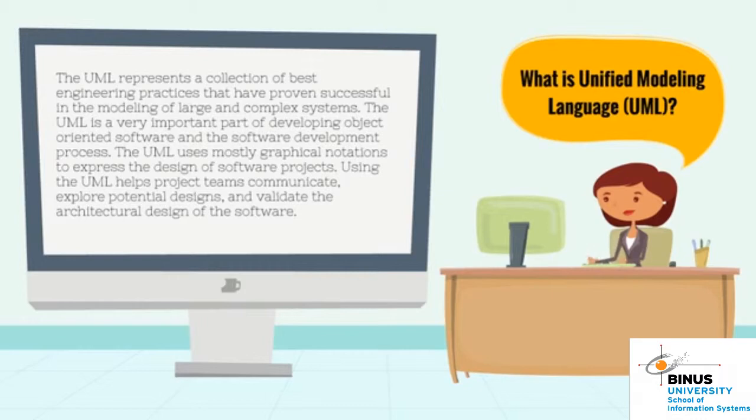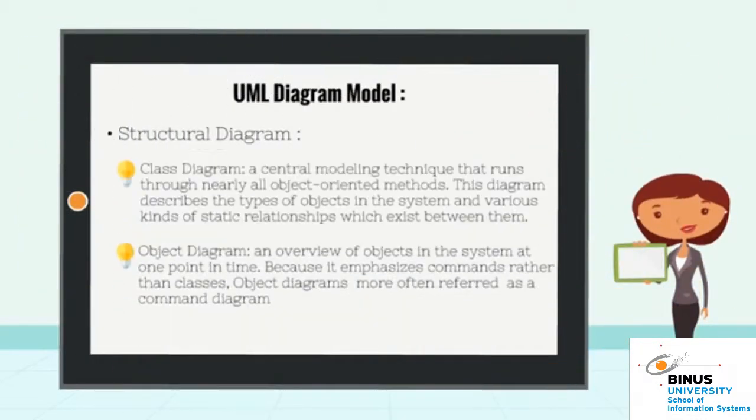There are two types of UML. The first type is for structural diagram. Structural diagram is divided into some types. First, class diagram describes the types of object in system and various kinds of static relationships which exist between them.